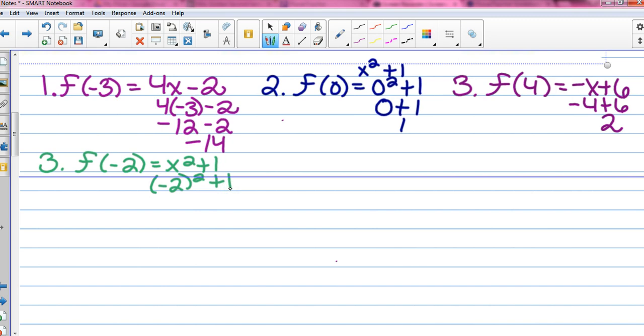Alright, so I plugged in negative 2 where the x was, and negative 2 has to go in parentheses. If you do not put it in parentheses in your calculator, then you will get a negative 4, and that is incorrect. Negative 2 squared is positive 4. So you get 4 plus 1, which is 5.